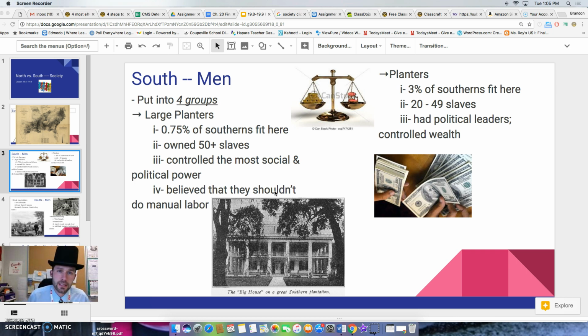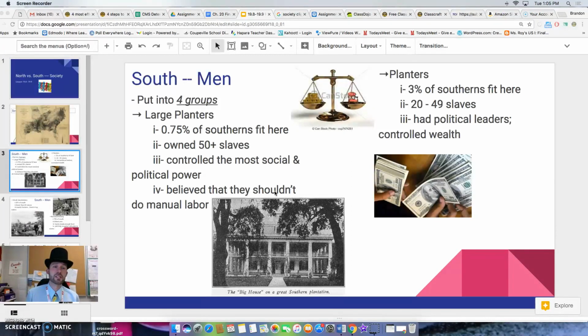My name is Bartholomew, and as Mr. Volkman said, I'm going to be talking about the four groups that lived in the Southern States. First off, I'm going to talk about the large planters. Now, us large planters, notice I said us, because I'm one of them. Us large planters had about 1,000 or more acres of land. That's a lot of land.